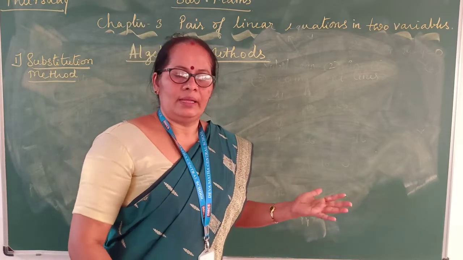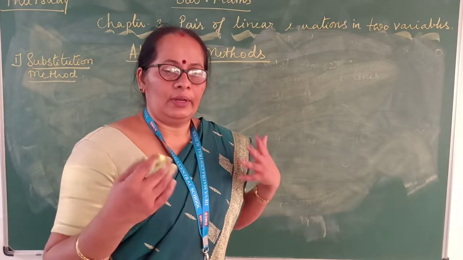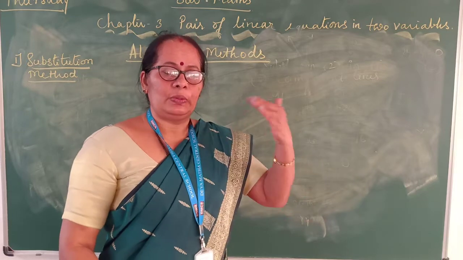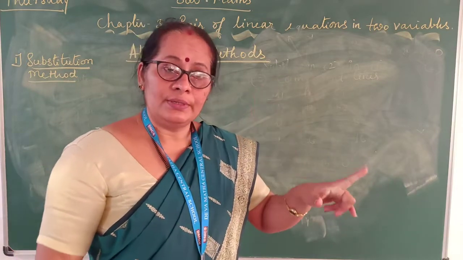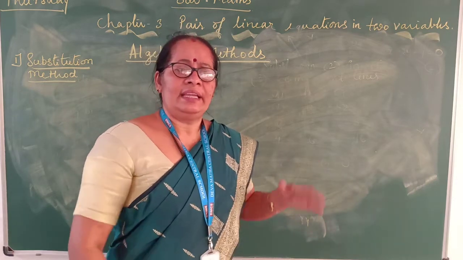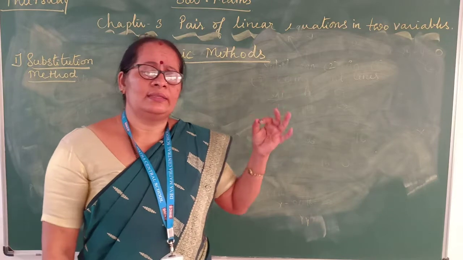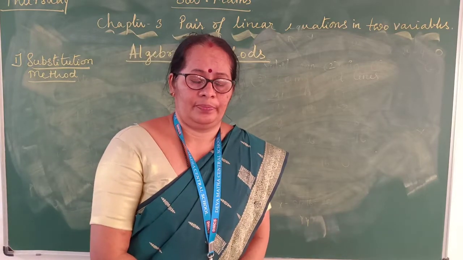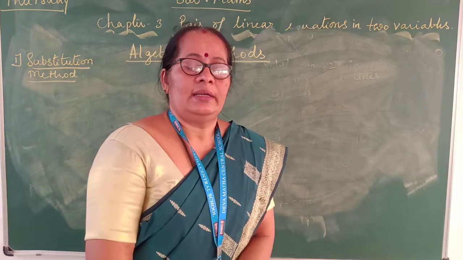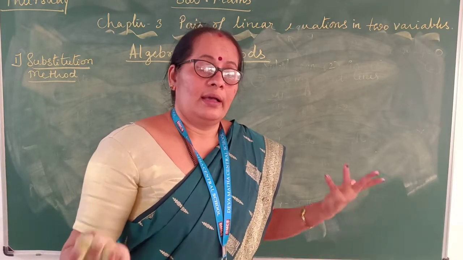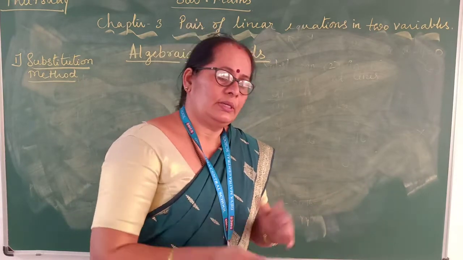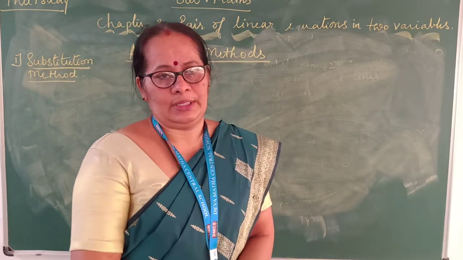Now in the graphical method we can find the solution only when the two lines are intersecting; the point at which the two lines intersect gives the solution. Where the two lines are coincident, each and every point on the line is a solution of the equation. And when the lines are not intersecting nor coincident, then what will you say? They are parallel. For parallel lines we will not get any solution. We say that there is no solution.